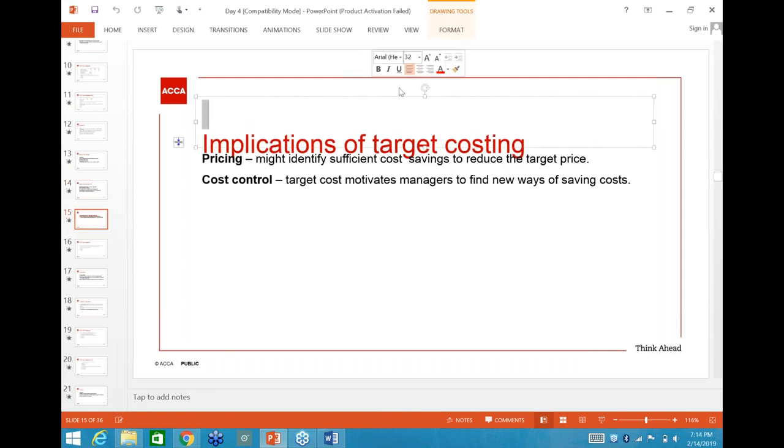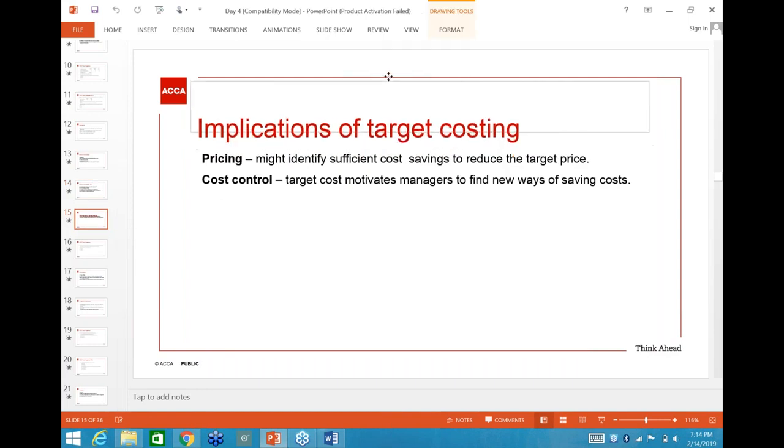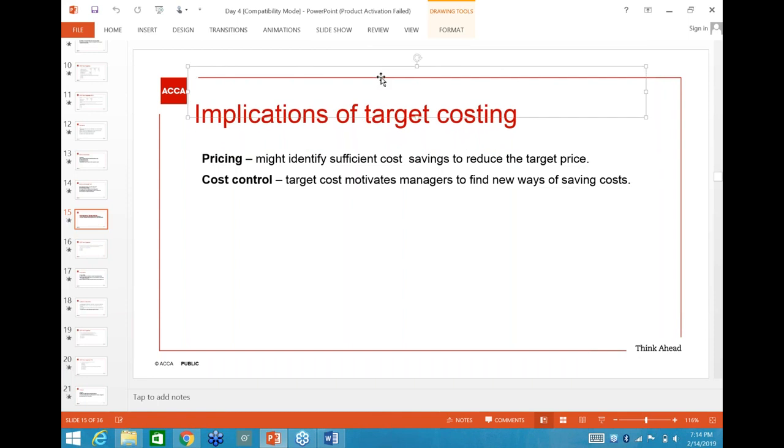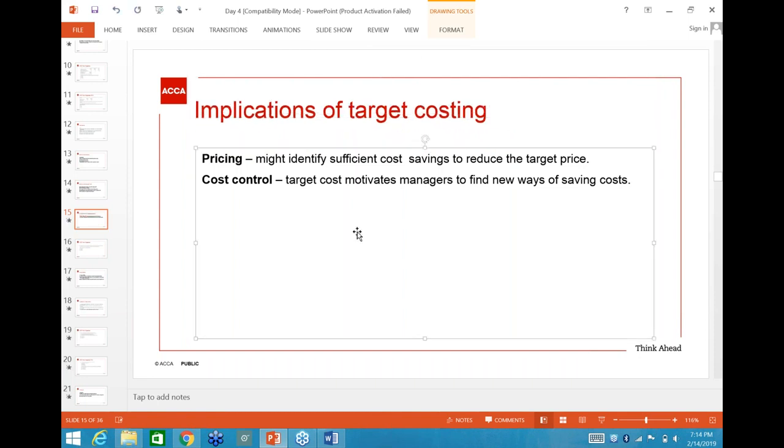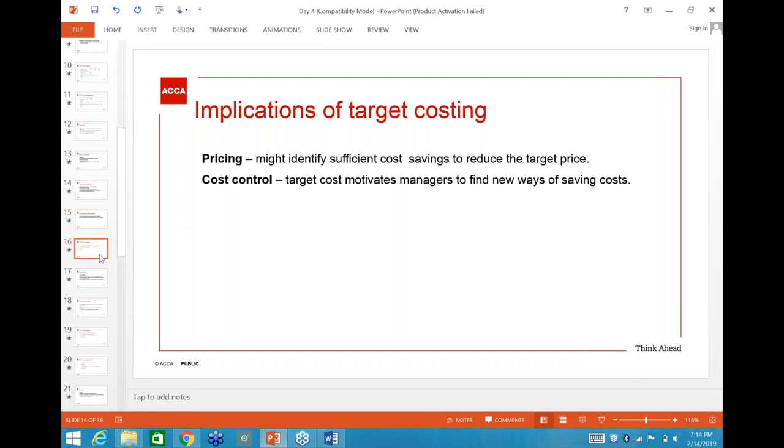Implications of target costing. For pricing purposes, it might identify the sufficient cost savings to reduce the target price. And for cost control, the target cost motivates managers to find new ways of saving cost because you have to stick to that target cost.